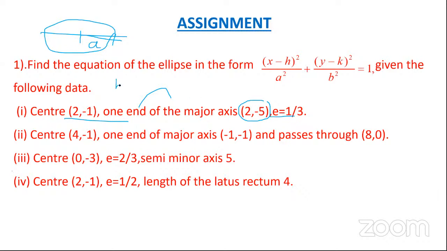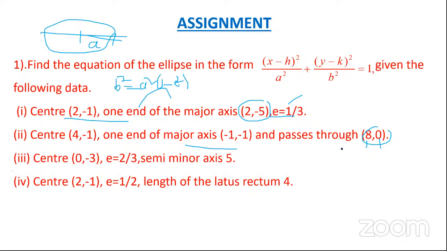So you will get the a value, and the e value is here. From b square equals a square of (1 minus e square), you will get the b square value. Just substitute the values in the required equation. Similarly, this is one end of the minor axis, passing through (8, 0). The difference here is that the e value is not given. Just substitute x as 8 and y as 0 in x square by a square, then you will get the a value or b value, then substitute the values.